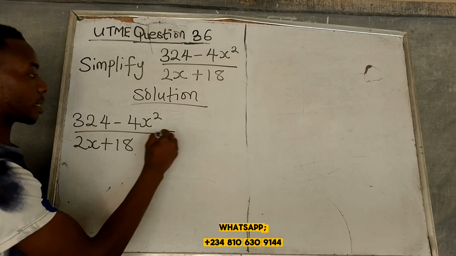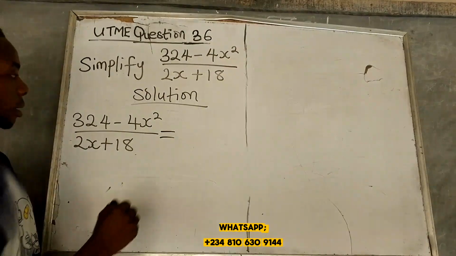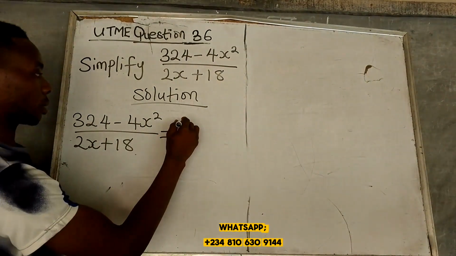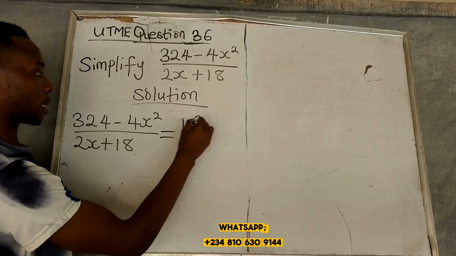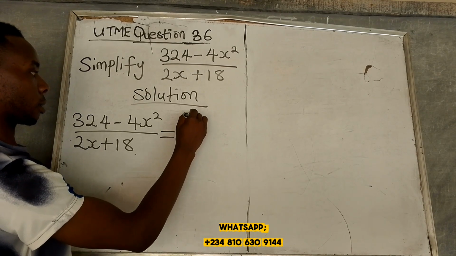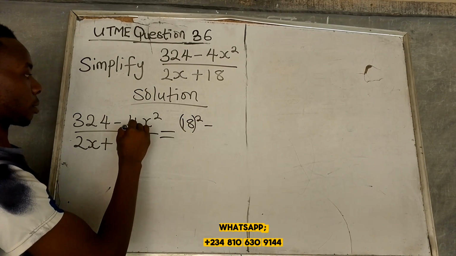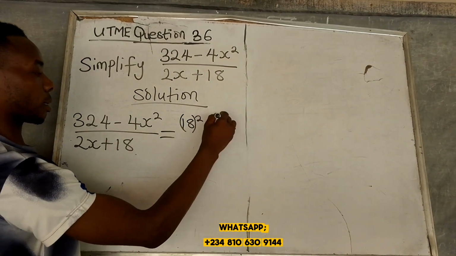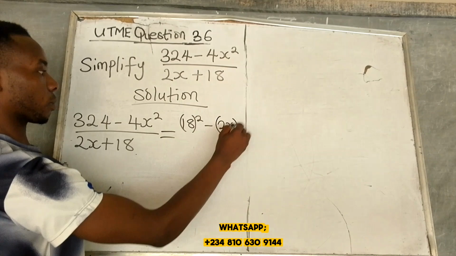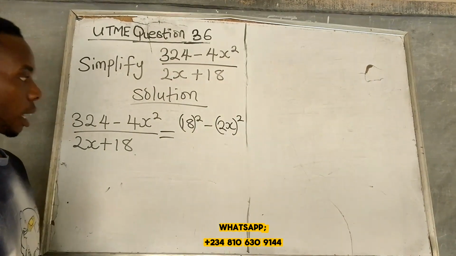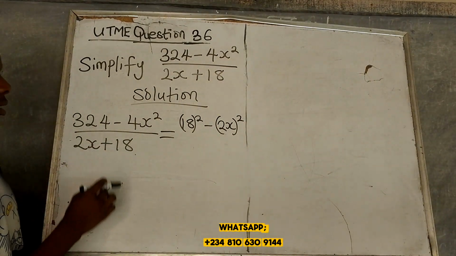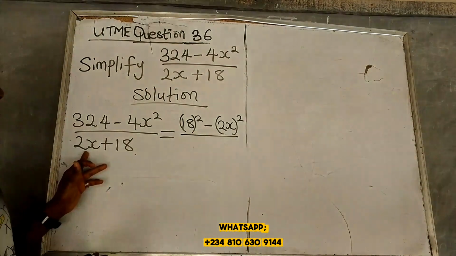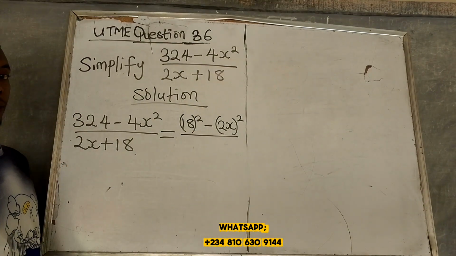So we can just write it as this. Since this is the difference of squares, it is 18 squared minus 2x all squared. Are you with me? So this is a difference of squares. This will be equal, all over 2x plus 18, right?